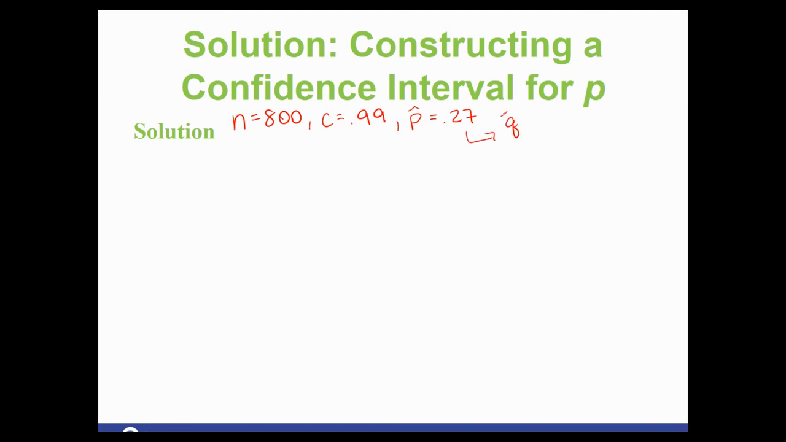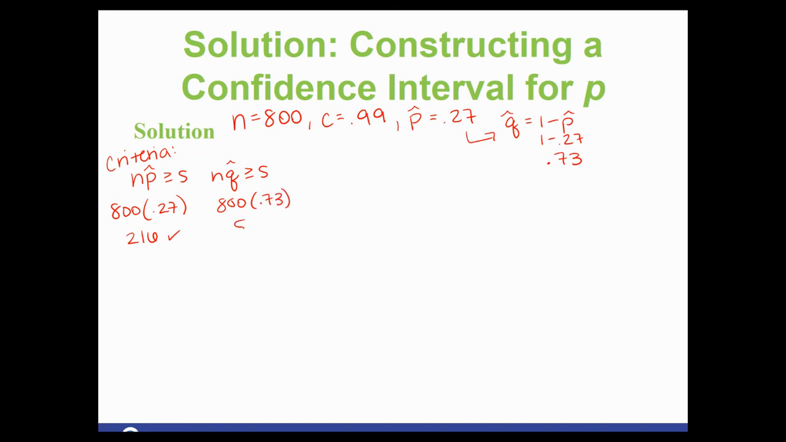First thing I'm going to do is find q-hat here: 1 minus p-hat. So we get q-hat is 0.73. Let's check our conditions: n times p-hat and n times q-hat. Make sure our samples are big enough. So 800 times 0.27 gives us 216, bigger than 5, so we're good to go there. And then 800 times 0.73, again, bigger than 5, we're good to go.